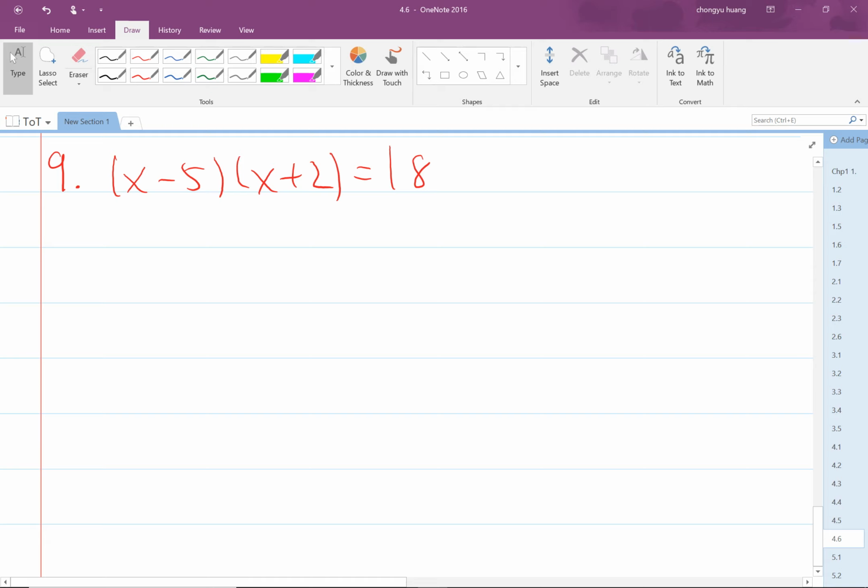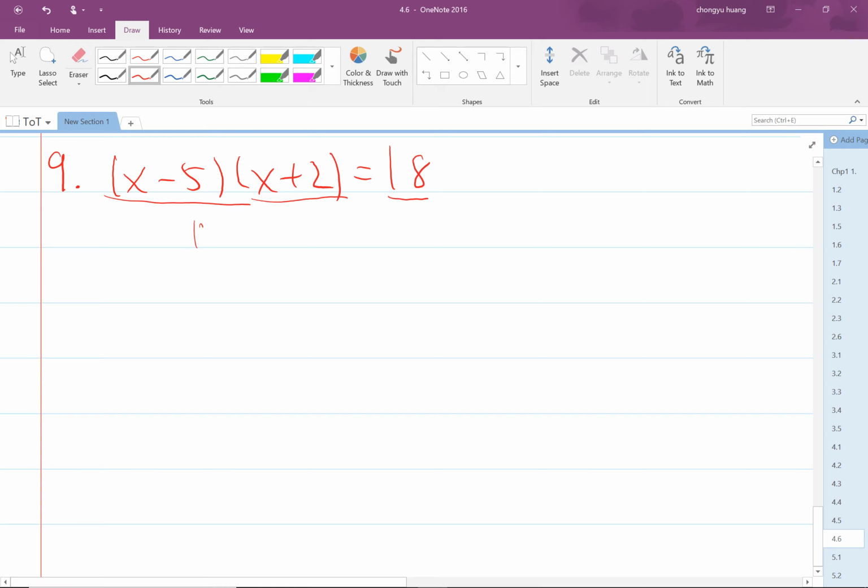Alright, now let's solve this problem. In this question, we already have something already factored, but you can see we have the number 18 over here. It is not 0.